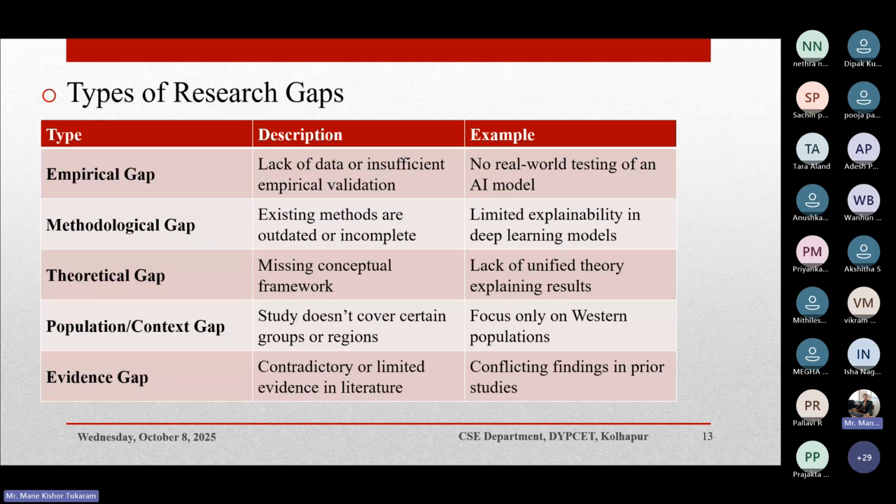So whenever we consider research gaps, there are five different types of gaps which we can find. First one is the empirical gap. So empirical gap means what? Lack of data or inefficient empirical validation. For example, no real testing of an AI model. Whenever we perform a study only on simulations, such gaps we can categorize under empirical gaps. That is, no real model is available, we only test on simulations.